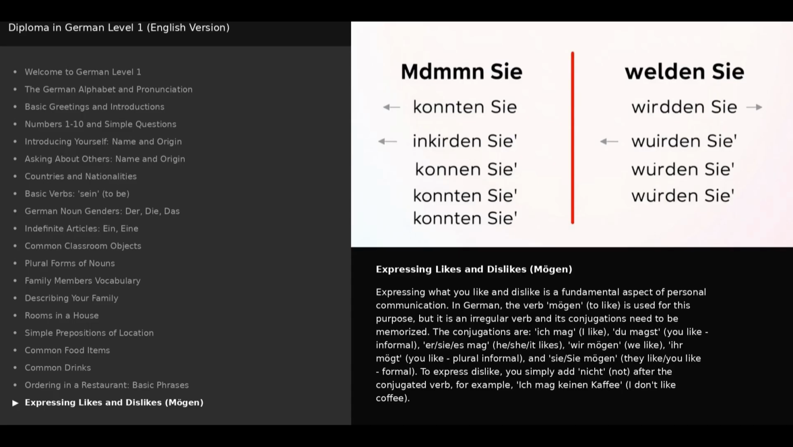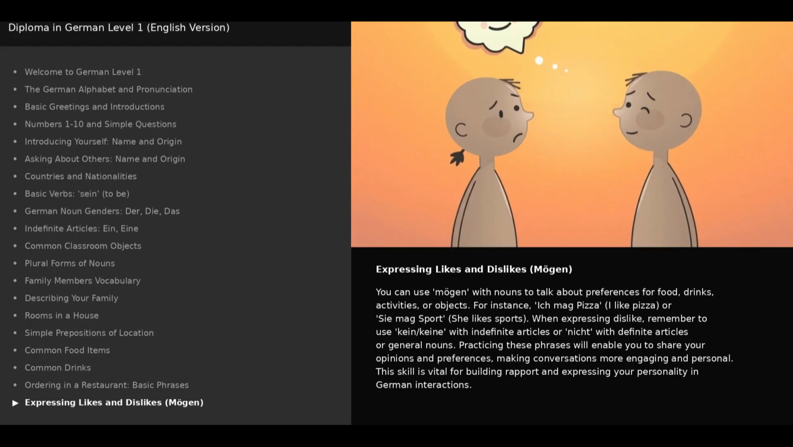To express dislike, you simply add nicht, not, after the conjugated verb. For example, ich mag keinen Kaffee, I don't like coffee. You can use mögen with nouns to talk about preferences for food, drinks, activities, or objects. For instance, ich mag Pizza, I like pizza, or sie mag Sport, she likes sports. When expressing dislike, remember to use kein, keine with indefinite articles, or nicht with definite articles or general nouns.